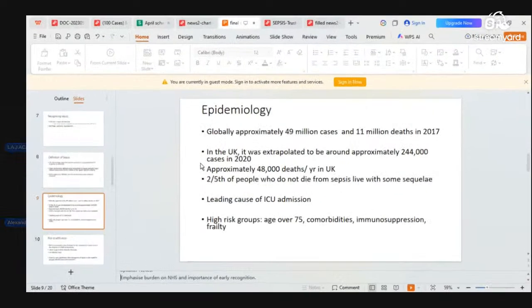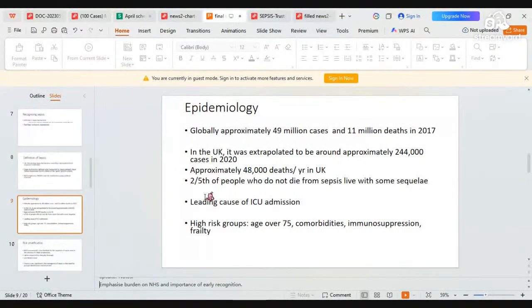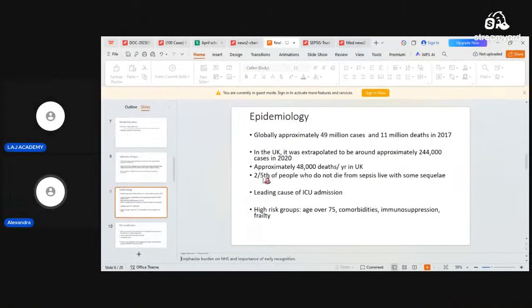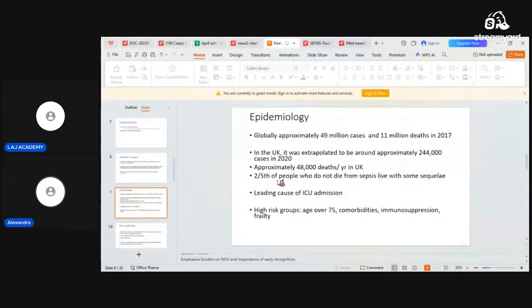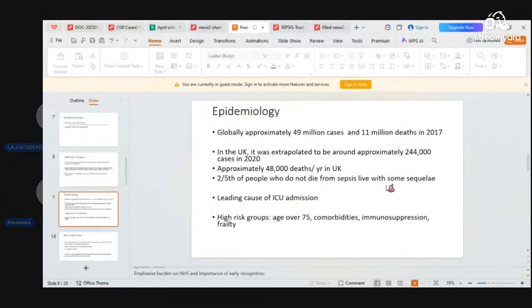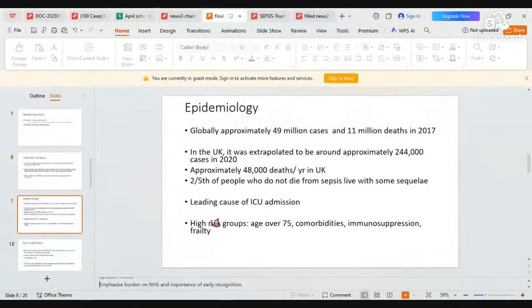It was said that 2/5, approximately 40% of the people who survive sepsis may have to live with some kind of sequelae from having sepsis. It's also been said that sepsis is a leading cause of ICU admission, and that certain factors make people more vulnerable. You can find this in the NICE guideline.